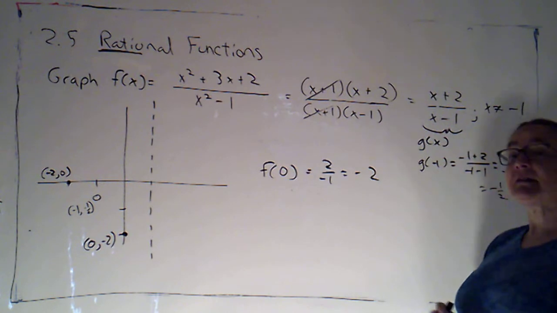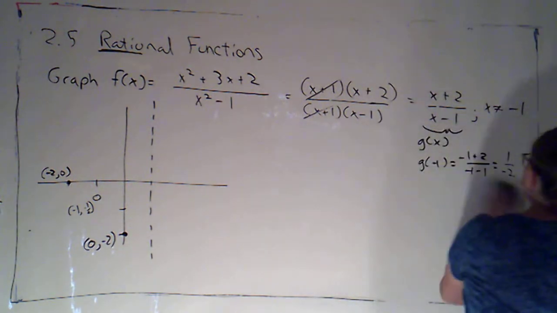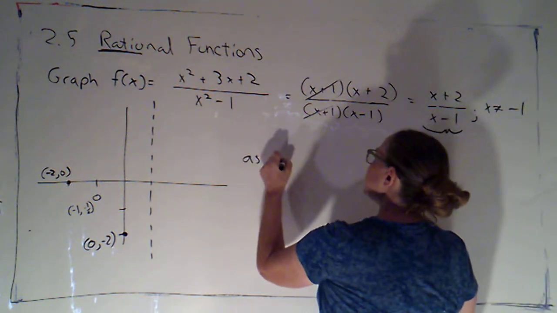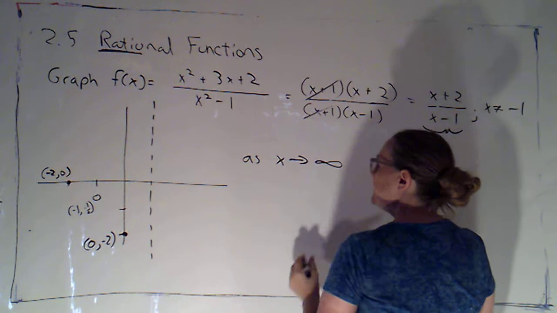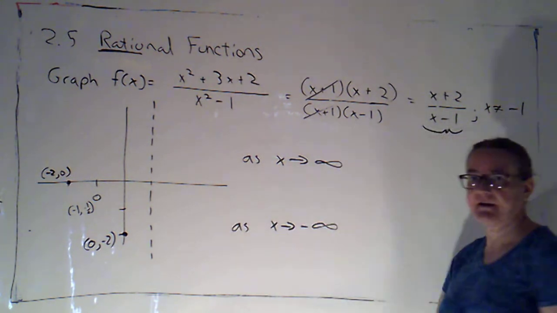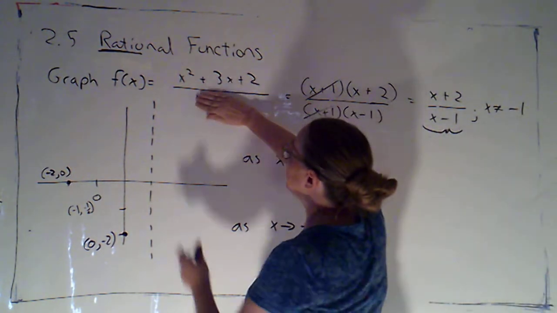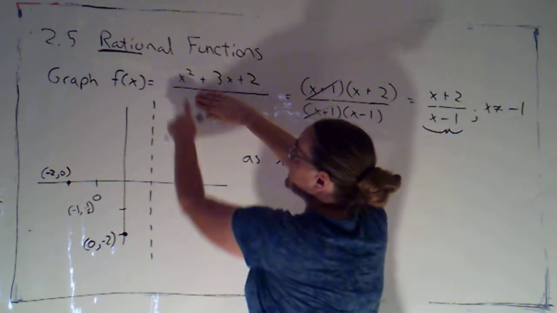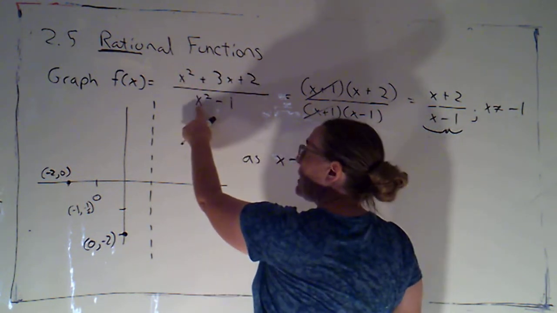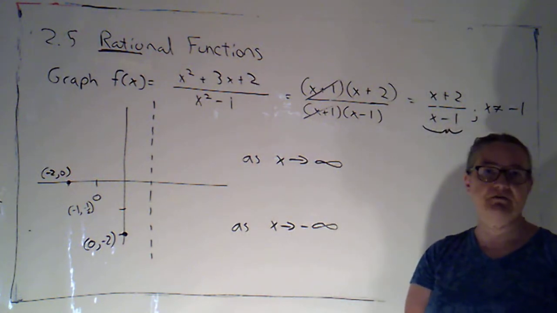Okay, next I'm going to deal with the end behavior. So what happens as x goes to infinity, and what happens as x goes to negative infinity? Now, I know what happens for just the top. That's going to go off to infinity, because the top is a polynomial dominated by its lead term. And the denominator is a polynomial. It's dominated by its lead term. That's also going to infinity.